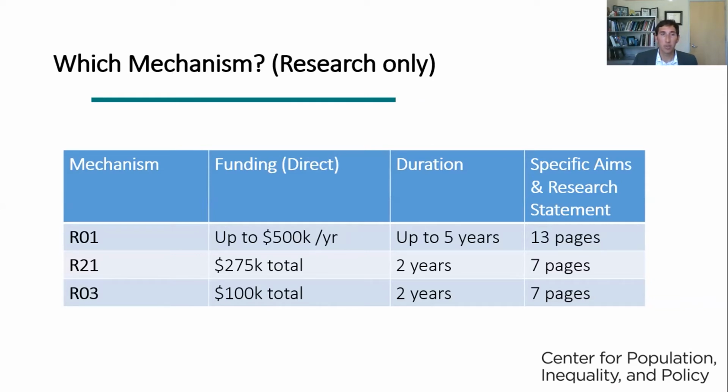By contrast, the R21 is much less money. It's $275,000 direct total over 2 years. And the specific aims and research statement is only 7 pages. And then you get to the R03, which is the smallest financial amount awarded, $100,000 over 2 years max. And that is 7 pages total for specific aims and research statement.